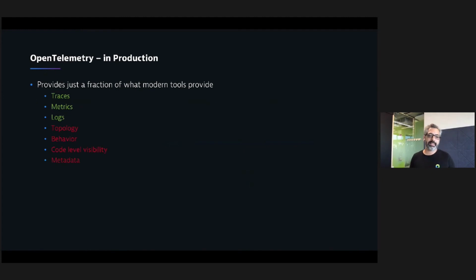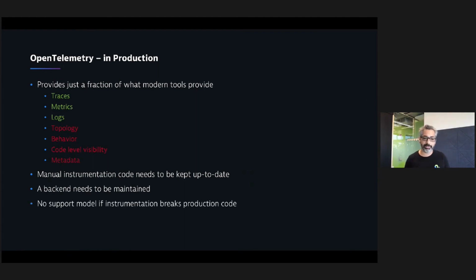In production, I have to say that usually all commercial vendors put a lot of stuff on top of those things. So we have topology, behavior, code level visibility, metadata. And you also have to maintain, of course, some backend. You have maybe some manual instrumentation that is also taken away from you usually. And you also have no support model and no enterprise features.